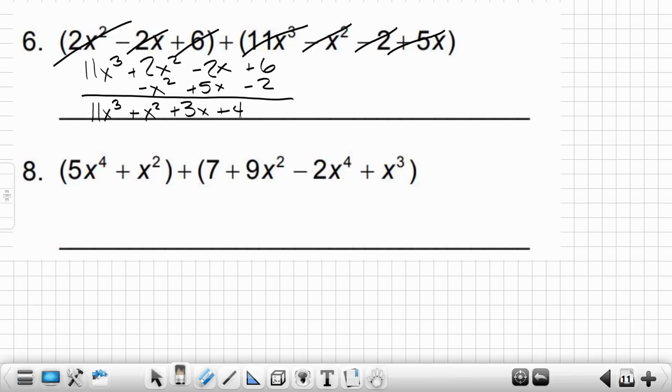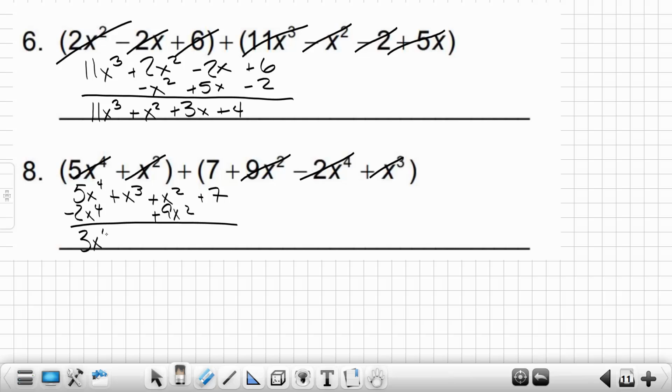Michael, what's the highest degree? Five x to the fourth. Are there any other x to the fourths? Negative 2x to the fourth. Okay. Are there any cubes? Yeah. Are there any other cubes? No. Are there any squareds? Are there any other squareds? Are there any just x's? No. Any just numbers? Any other just numbers? We're done. Combine.